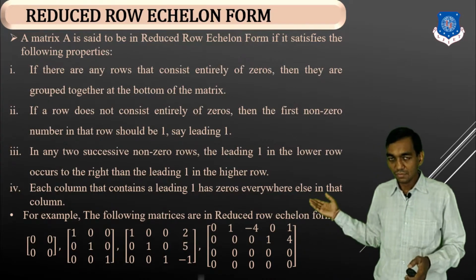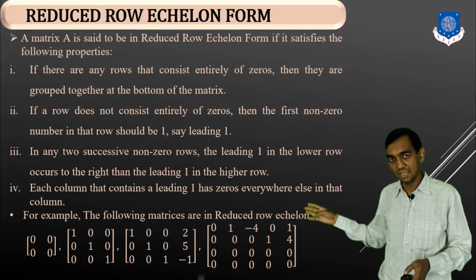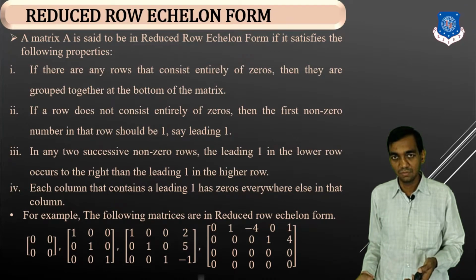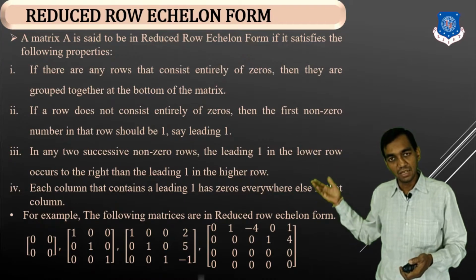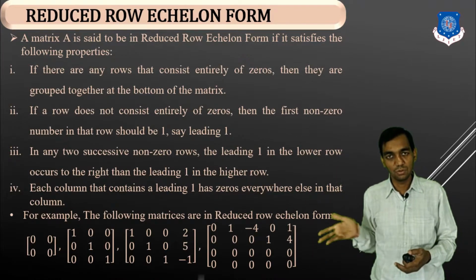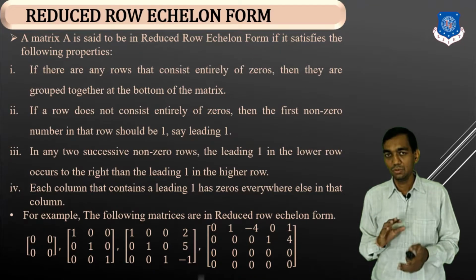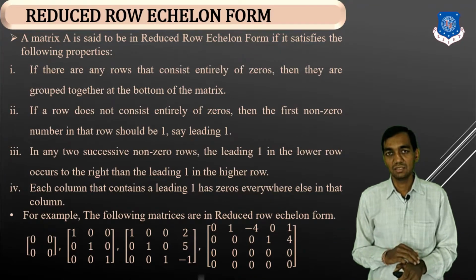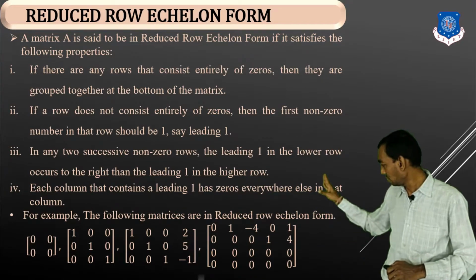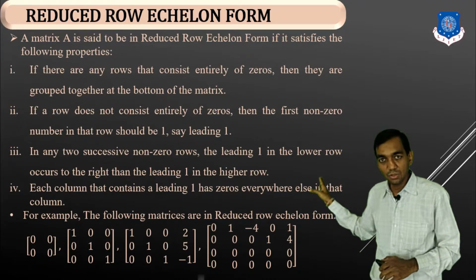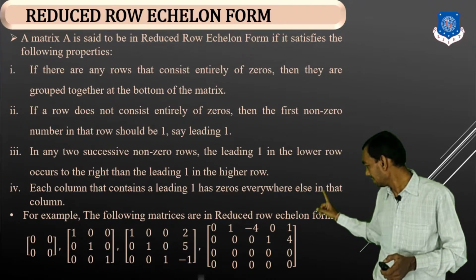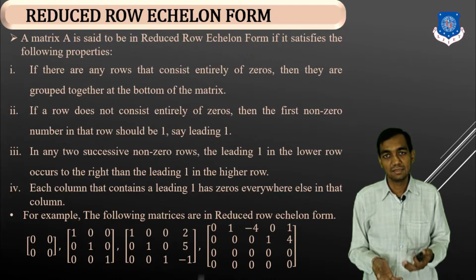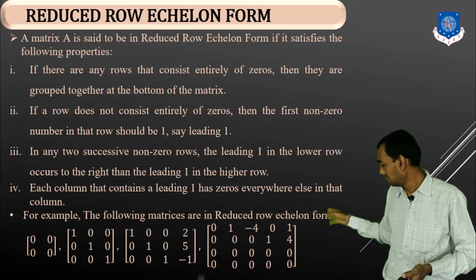In the same manner, take the identity matrix: 1 0 0, 0 1 0, and 0 0 1. See, there is no zero row. Secondly, each row has a first non-zero element 1. Thirdly, the leading one in the lower row is further to the right than the leading one in the upper row. These three conditions are already satisfied. Fourth condition: in the column of a leading one, all entries other than the leading one are 0. Check it out.